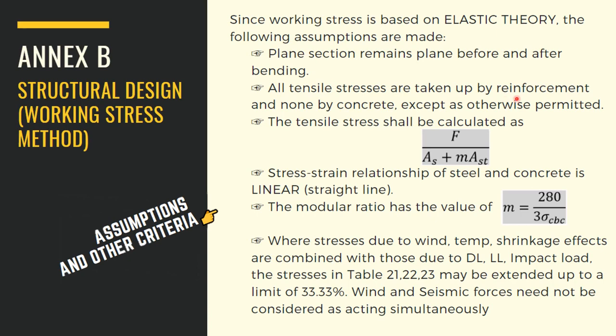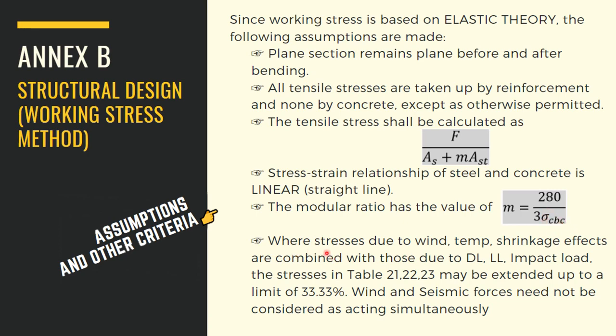All tension stress is taken up by reinforcement only. This is also what we have seen in the limit state method. The tensile stress shall be calculated as F by AS plus MAST, where M is the modular ratio. The stress-strain relationship of steel and concrete is linear, unlike in the limit state method, which is somewhat parabolic. Here it is considered as linear, that is, a straight line. The modular ratio M has a value of 280 divided by 3 sigma CBC, where sigma CBC is the permissible compressive stress due to bending in concrete. Actually, this value shall be in Newton per mm square.